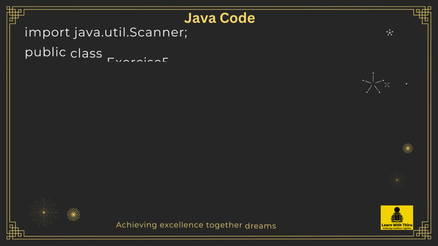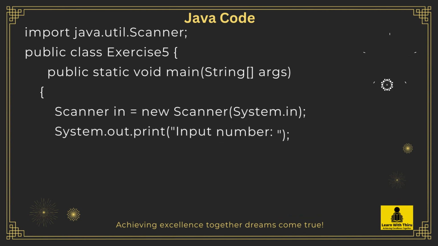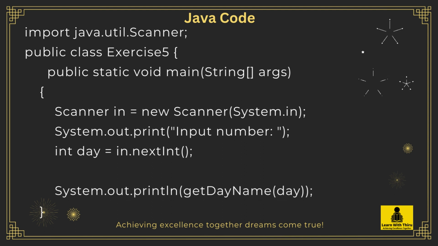Java code. Import java.util.Scanner. Public class Exercise5. Public static void main, String[] args. Opening curly bracket. Scanner in equals new Scanner(System.in). System.out.print("Input number").